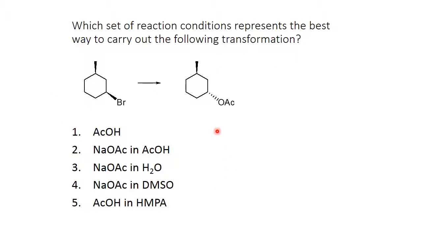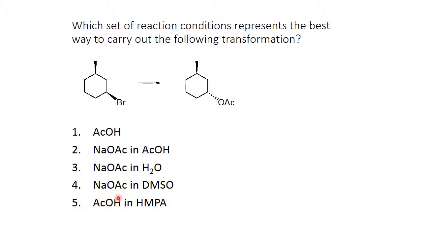Which set of reactions will be the best way to carry out this conversion? Well, if I look at this, I can see it's got to be an SN2 reaction because we have inversion at the stereocenter. So if I have this nucleophile, it's protic, and so it's going to encourage an SN1 to occur. So I'm going to eliminate all of those that have protic solvents because they encourage SN1. So it gets down to these two.